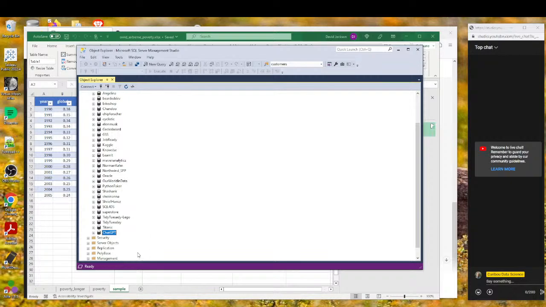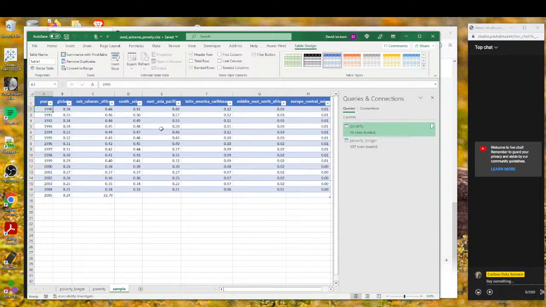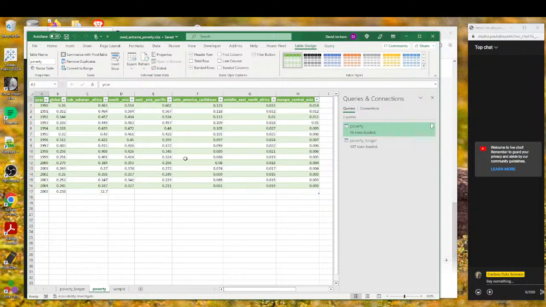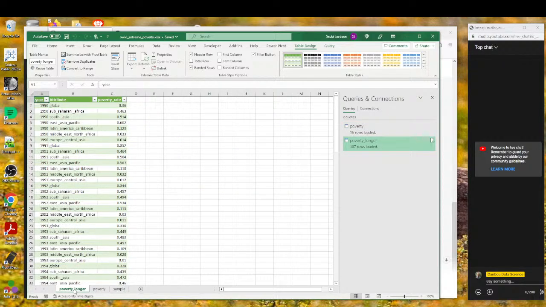Okay, so we did a little data cleaning down here, and a little data cleaning over here. Changed the title names. I came over here and we did an unpivot to give us a longer amount of data. Attribute, what do I call it? Regions. Although global wasn't a region.